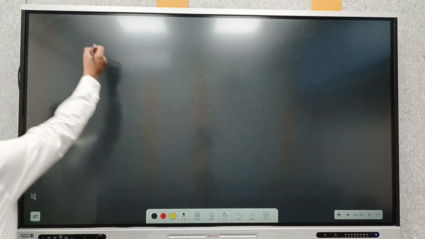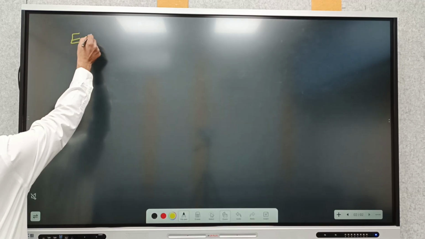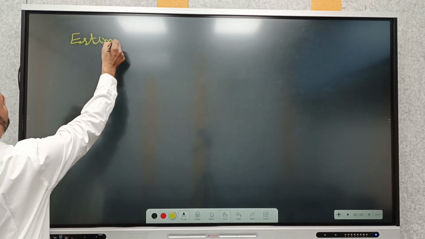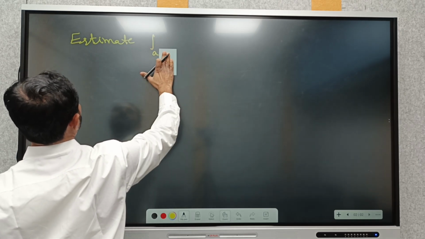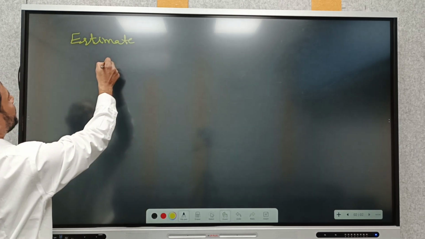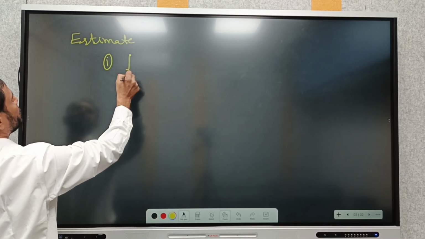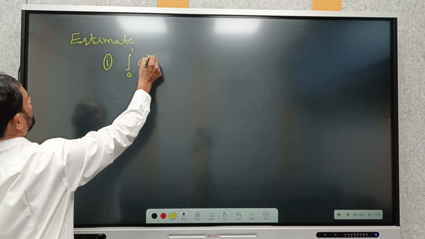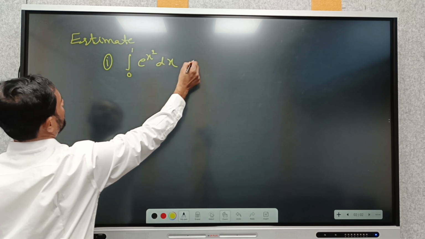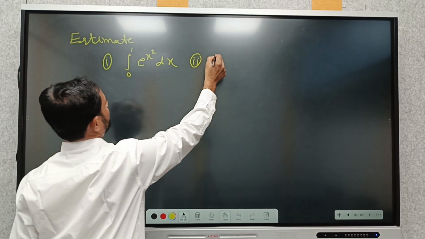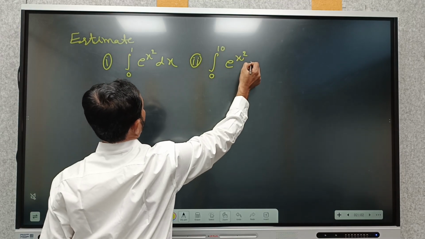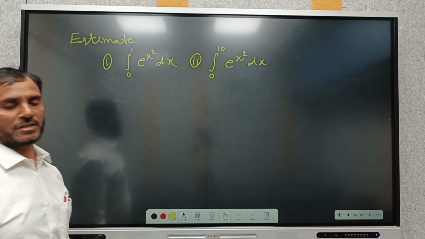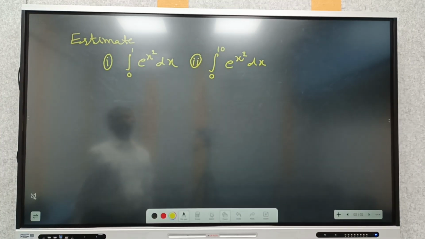Now we move on to questions. Our first question is to estimate, and we take two questions. First one is the integral from 0 to 1 of e to the power x square dx, and the second one is the integral from 0 to 10 of e to the power x square dx. We take two questions and discuss them one by one.